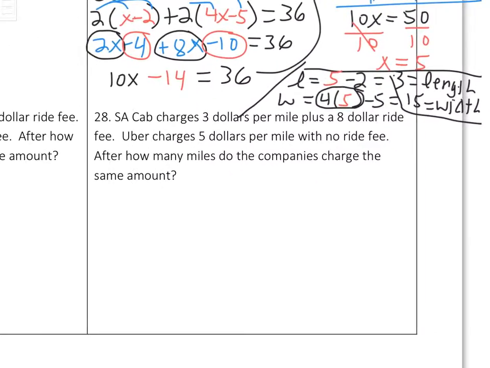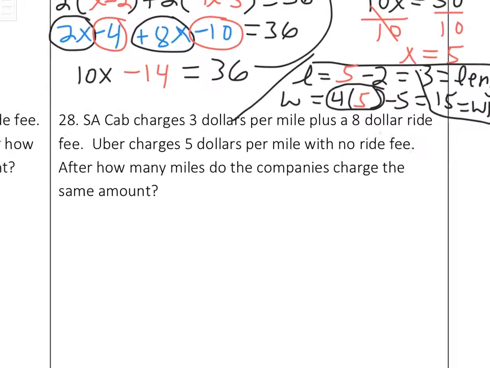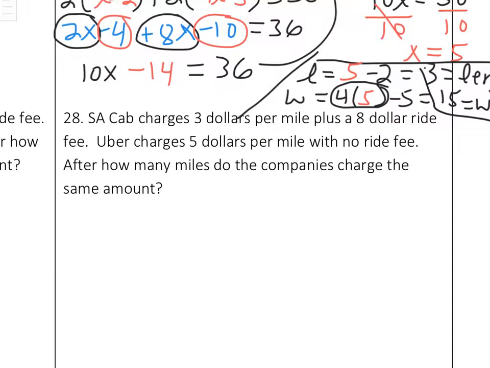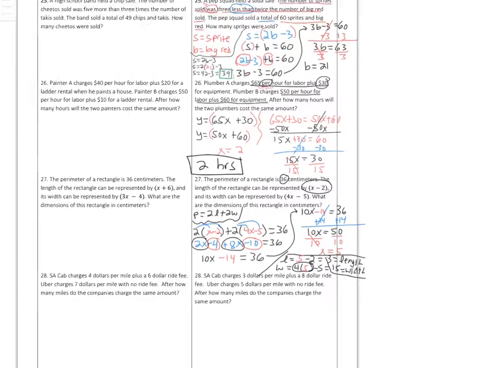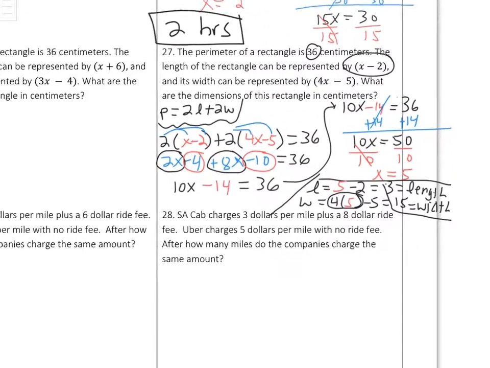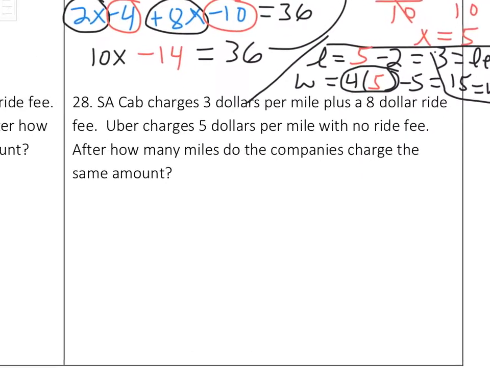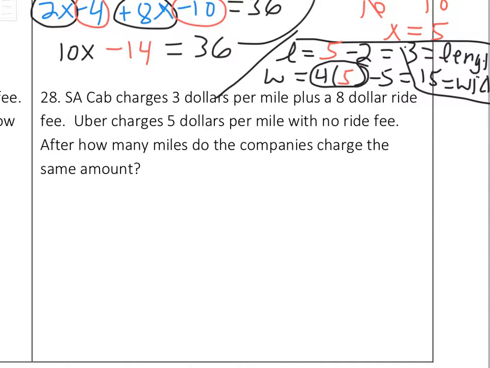San Antonio cab charges $3 per mile plus an $8 ride fee, and Uber charges $5 per mile with no ride fee. What I'm going to do is set this problem up for you, and then if you refer back to problem 26, you will be able to figure out what you're supposed to do from there. Once again, the hardest part is setting up your equations. Then from there, it should be smooth sailing.